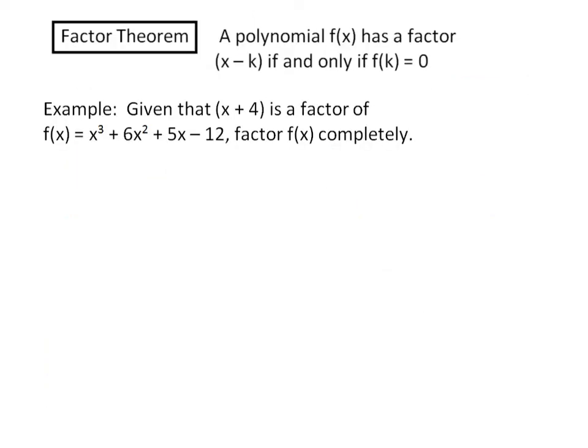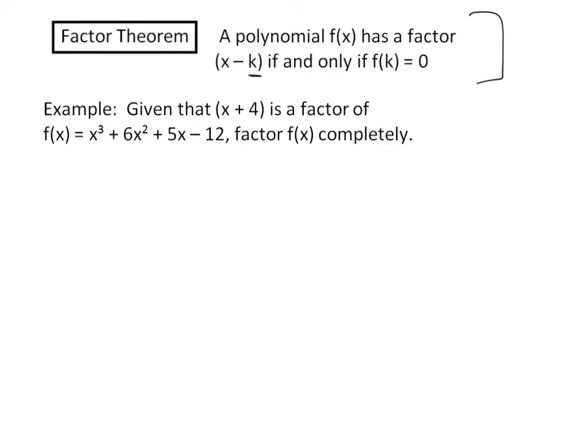Those statements on the bottom of the previous slide sum up the factor theorem, which is listed right here. The factor theorem says a polynomial in function form f of x has a factor x minus k, whatever that number is there, if and only if f of k equals 0. So given this example here, given that x plus 4 is a factor, we need to factor the function completely. Since we know this is a factor, when we divide that divisor into our dividend, we will get a remainder of 0.